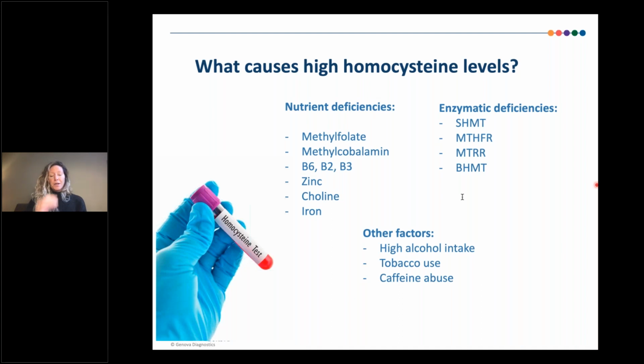And then finally, we have the BHMT pathway, where a downregulation will prevent the functioning of this backup pathway for homocysteine conversion. There are also other factors that can lead to an accumulation of homocysteine, and that's related to lifestyle factors such as a high alcohol intake, tobacco use, and a high intake of caffeine.